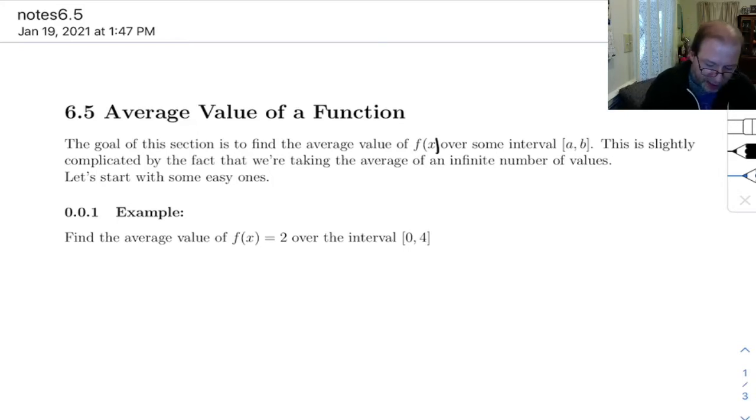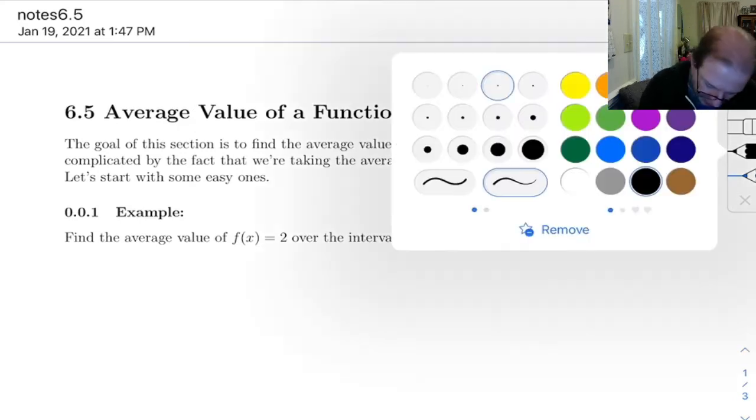This is slightly complicated by the fact that when we take the average of a function over an interval, we're taking the average of an infinite number of values. But it turns out it's not that bad. We're going to see how to do it. So I want to start out with a few simple examples.